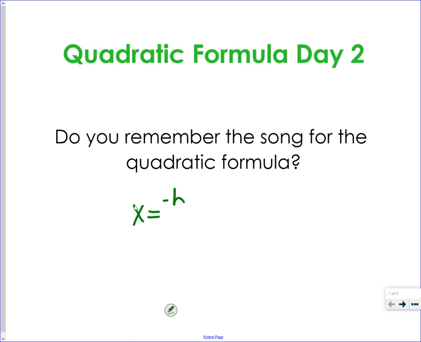X equals negative b plus or minus the square root of b squared minus 4ac all over 2a. So again, remember a couple of things. The fraction bar has to go all the way from the negative b all the way to the end of the square root sign. The square root sign has to go all the way over the c. And when I say negative b, I really mean the opposite of b. So whatever b is, you want the opposite of that.